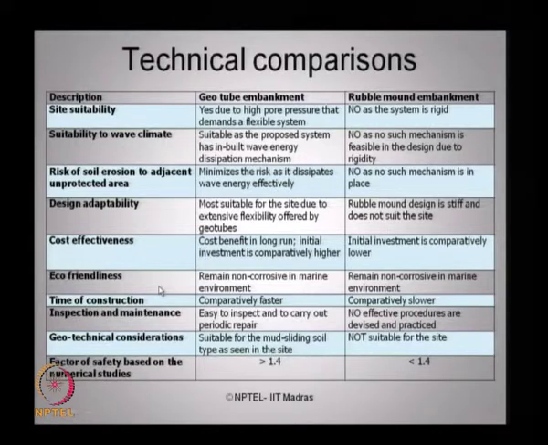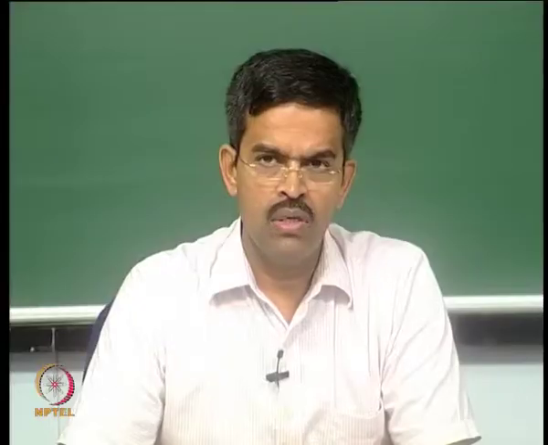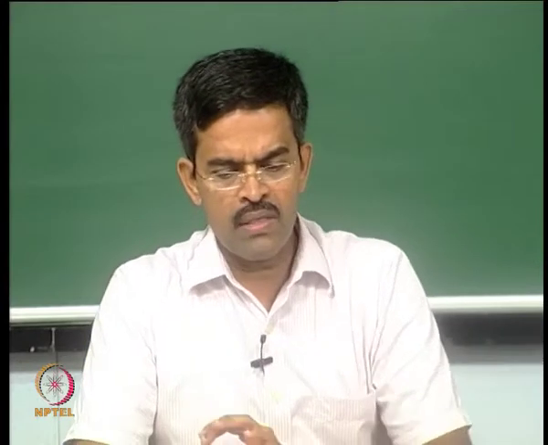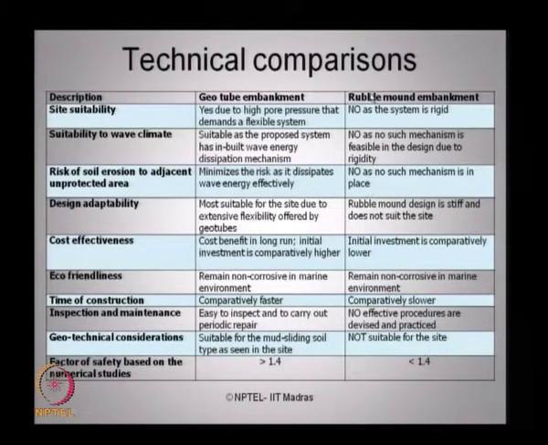If you look at the time of construction or period of construction, which is one of the important factors to select the type of embankment design, geotube embankments are comparatively very fast in relationship to that of rubble mound embankments, which are relatively slower. Further, inspection and maintenance becomes very easy because it is possible to carry out periodic repair in a systematic manner in this kind of embankments, whereas in this case it is not possible. No such procedures exist in the literature and they are never practiced.